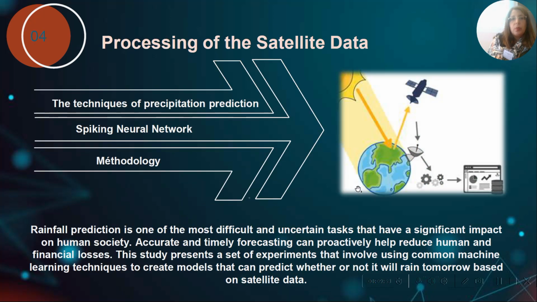Let's talk now about the techniques of precipitation prediction. Rainfall prediction is one of the most difficult and uncertain tasks that has a significant importance on human society. Accurate and timely forecasting can proactively help reduce human and financial losses. This study presents a set of experiments that involves using common machine learning techniques to create models that can predict whether or not it will rain tomorrow based on satellite data.